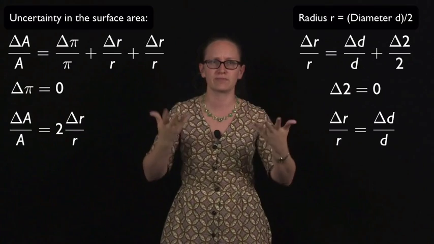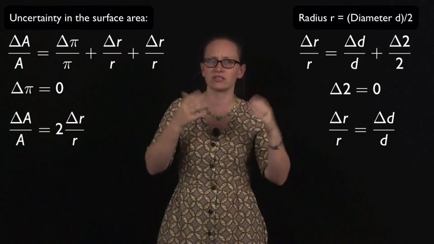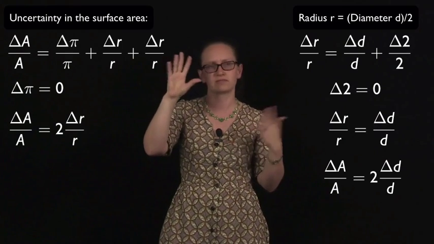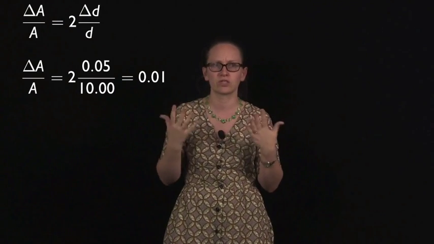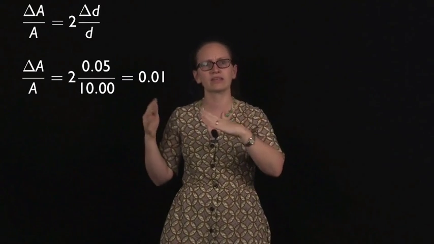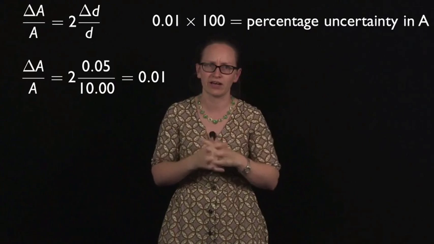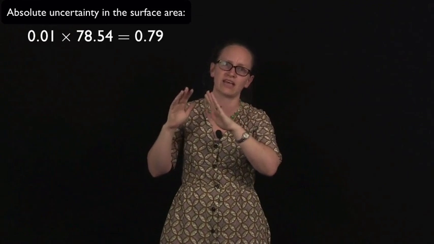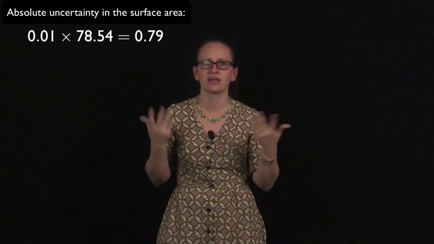So substituting this back into our original equation for the uncertainty in the surface area, the uncertainty in the surface area divided by the surface area is equal to 2 delta diameter over the diameter. So this is 2 times 0.05 on 10, which is 0.01. So 0.01 times 100 is going to be our percentage uncertainty in the surface area. So we can now work out the absolute uncertainty in the surface area. We can just do the 0.01 times 78.54, which gives us 0.79 as the uncertainty in the surface area.